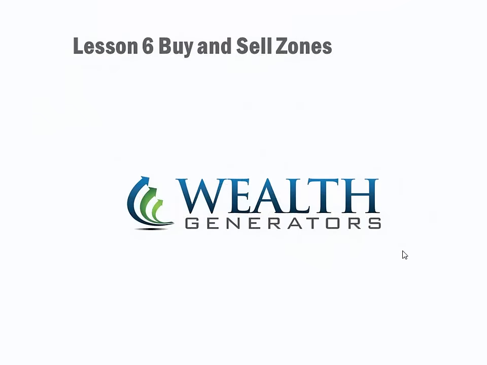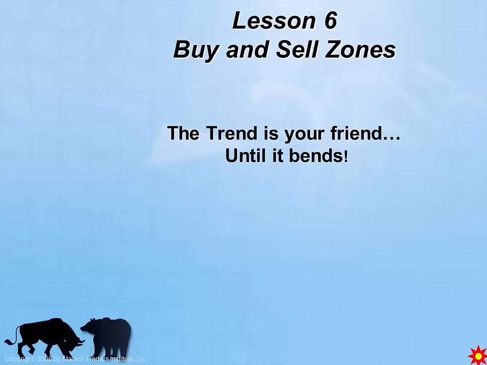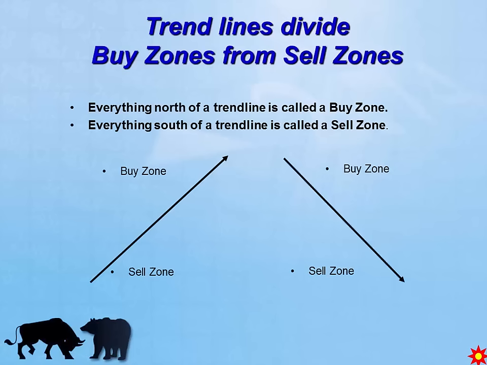Okay, we're gonna go to lesson 6, buy and sell zones. Now this is a very important set. We had learned the trend lines. Now we're gonna learn which zone is to buy, which zone is to sell.